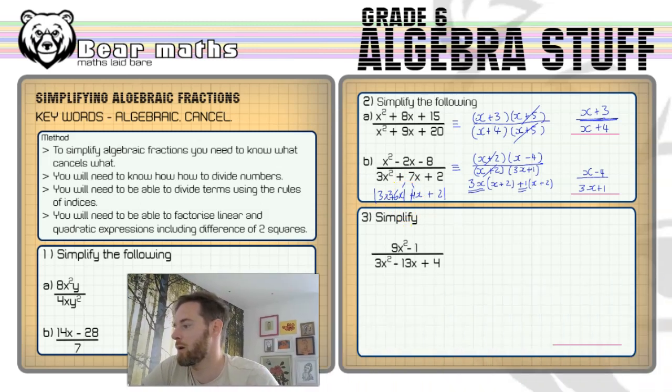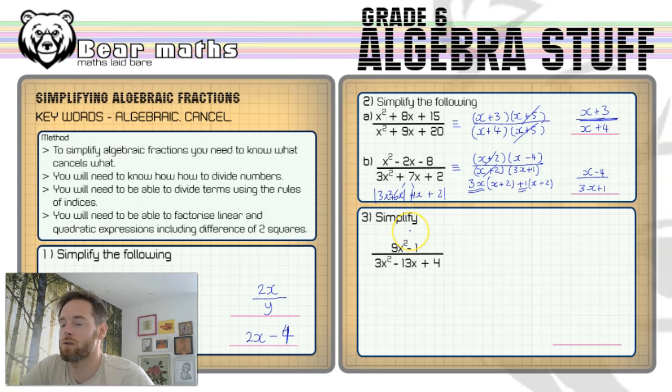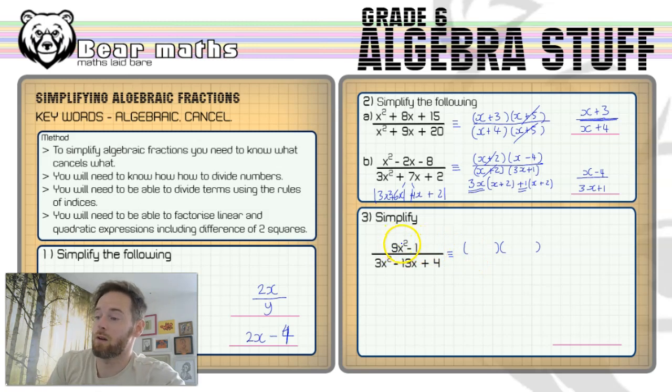Right, having a look at the last question. This one's got a difference of 2 squares question in it. Maybe even a more complicated one as well than normal, but there we go. You still find this sort of question on foundation paper. The difference of 2 squares, factorizing anyway.